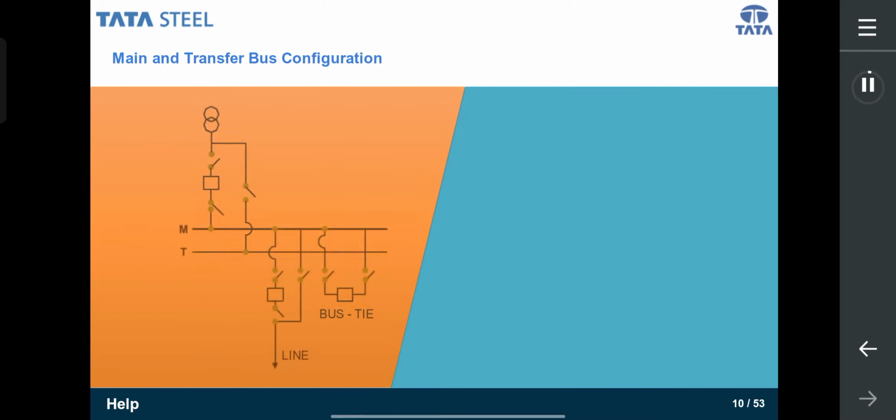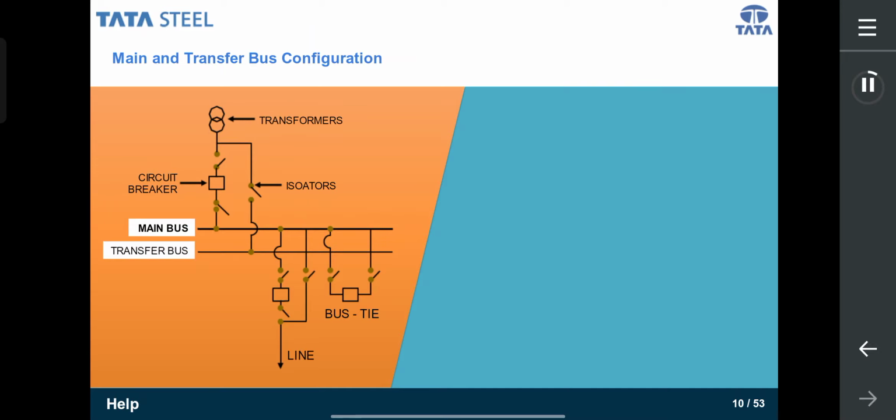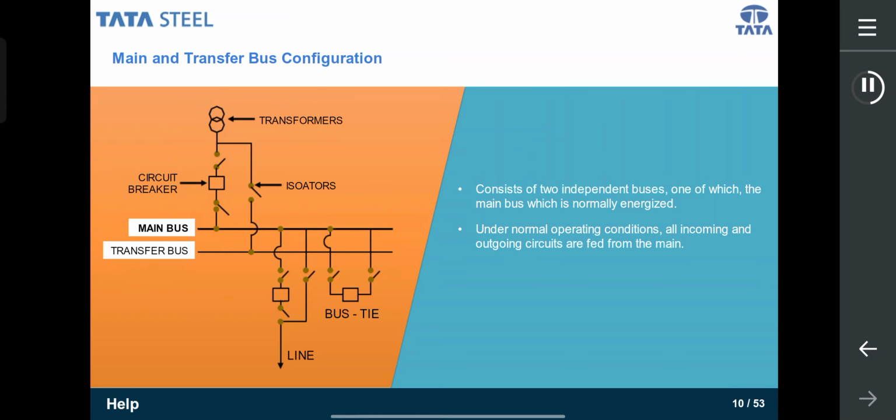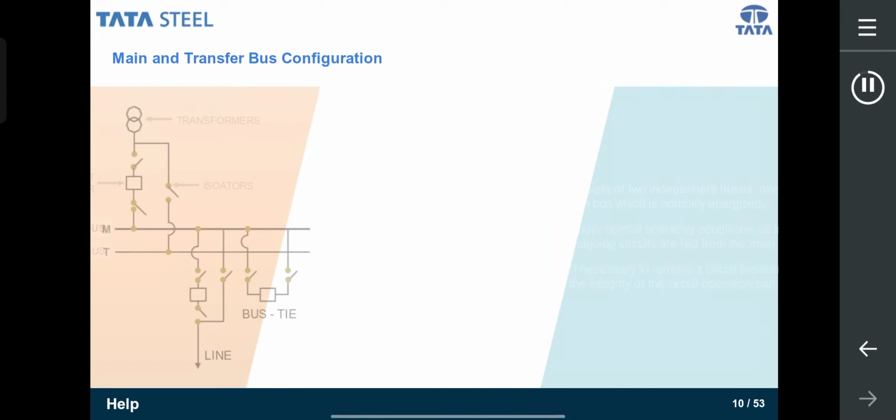Next type of bus bar is main and transfer bus configuration. The main and transfer bus configuration consists of two independent buses, one of which is the main bus which is normally energized. Under normal operating conditions, all incoming and outgoing circuits are fed from the main bus through their associated circuit breakers and bay equipments. If it becomes necessary to remove a circuit breaker from service for maintenance or repair, the integrity of the circuit operation can be maintained through use of the bus tie bay as shown in the figure, thus ensuring reliability of service.